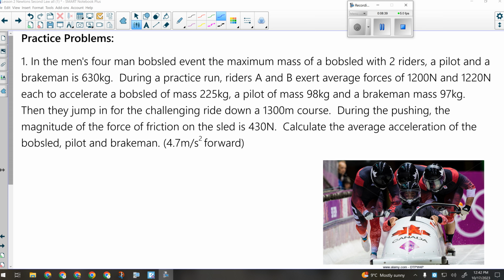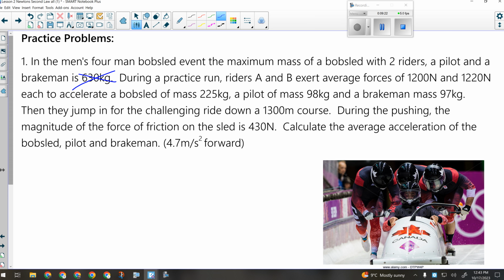All right, so we're reading through this question. Okay, in the men's four-man bobsled, the maximum mass of the bobsled with two riders, a pilot, and a brakeman is 630 kilograms. So, that's completely useless trivia. I don't need that number at all. Why don't I need that number? Because during this question, the two guys are not in the bobsled. They're pushing it. Two of them are in there, but the other two are not in it. This is not the mass of this particular team. So that number is irrelevant. It's just there to distract me. I actually don't need that number.